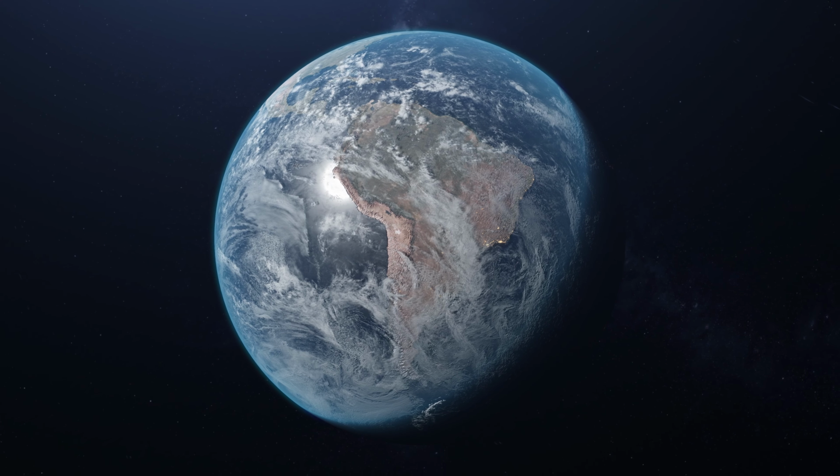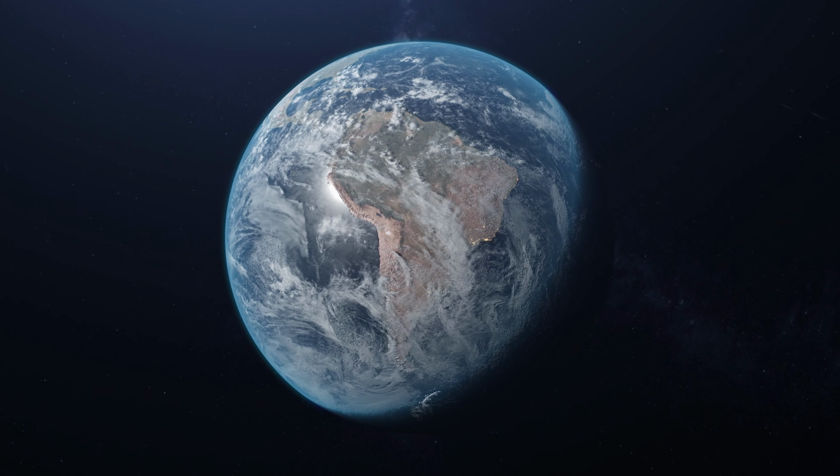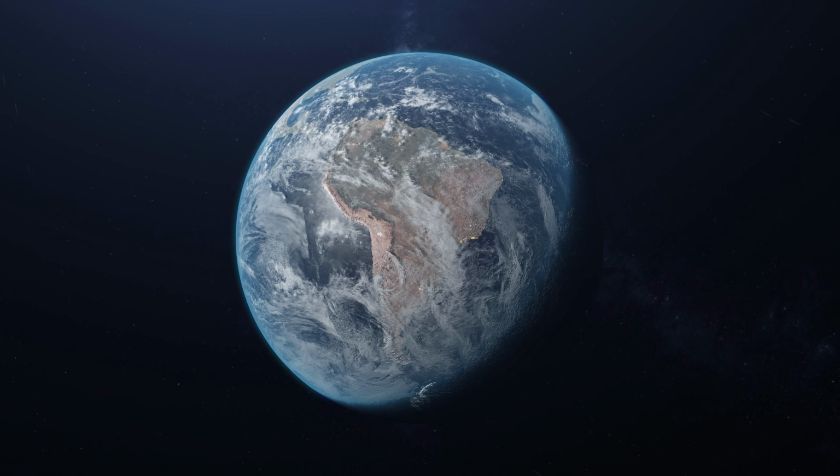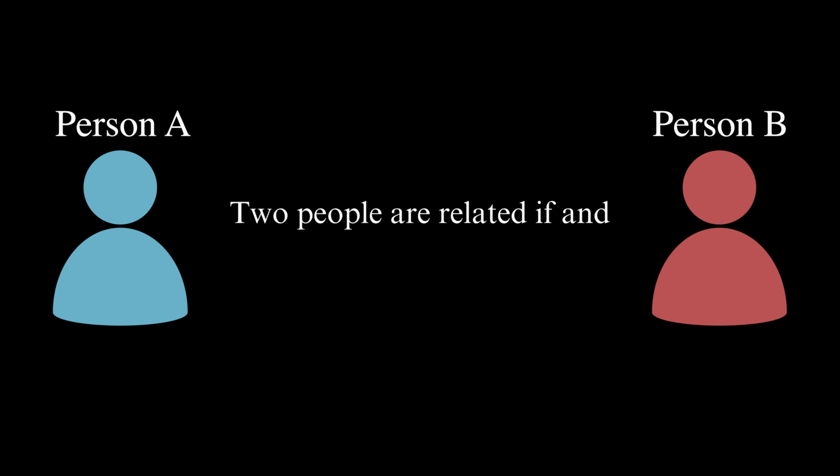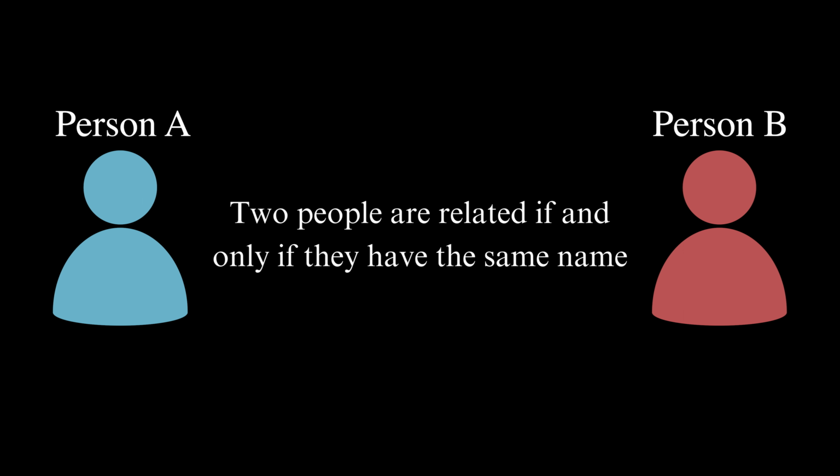Now, let's look at a few examples to make this concept clearer. Consider the set of all people in the world. We can define a relation between two people as follows. Two people are related if and only if they have the same name.